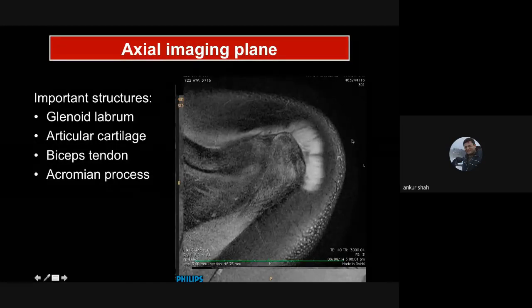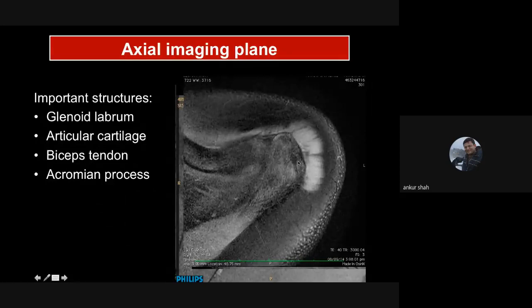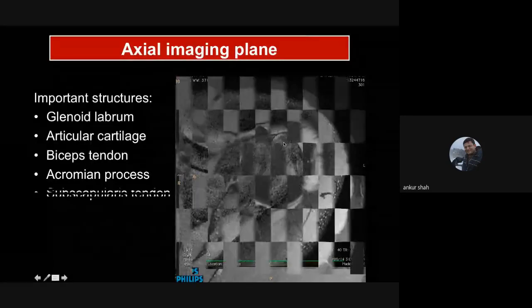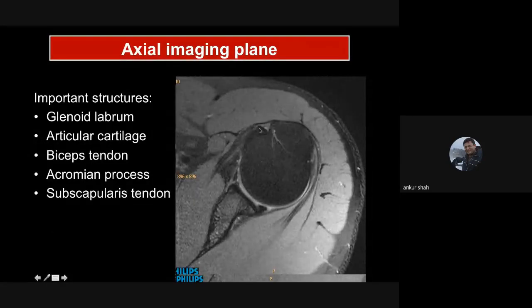Then look at the acromion process. This is the normal acromion process. Whenever there is os acromiale, which is failure of fusion of this tip of the acromion process, it is very well seen on the axial image. Then subscapularis tendon. Subscapularis is well seen on axial image. Again, this is the subscapularis muscle, and this is the subscapularis tendon, which inserts at the lesser tuberosity.